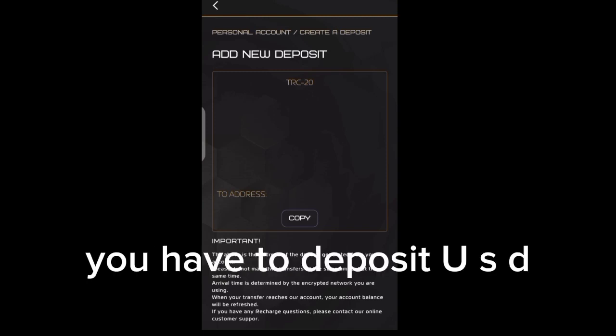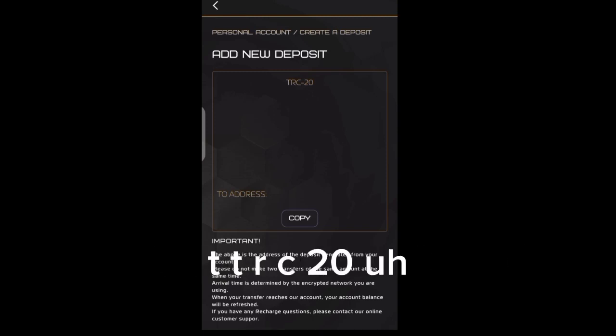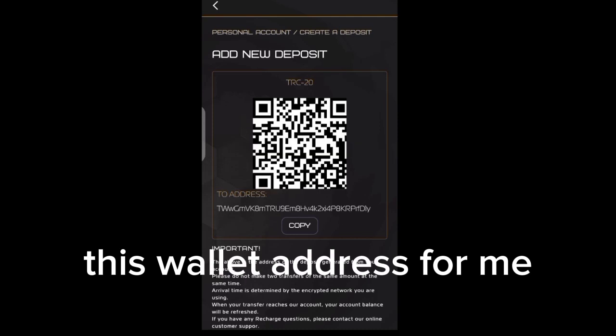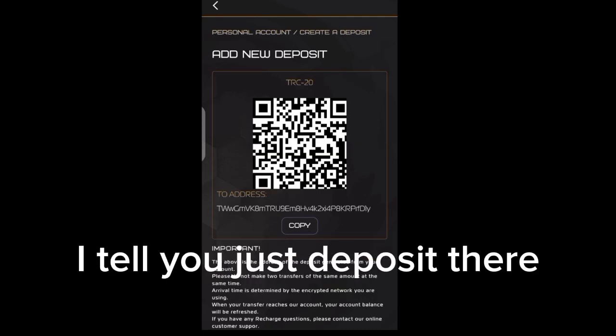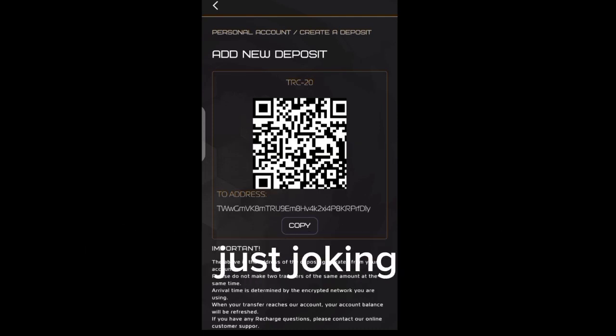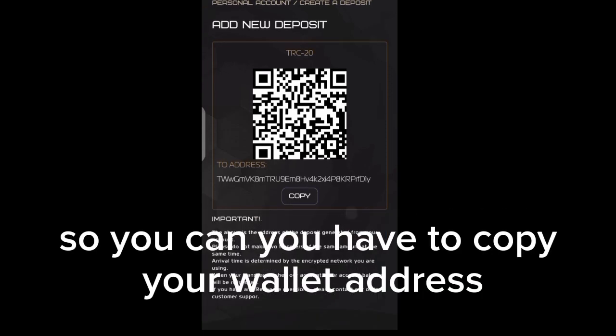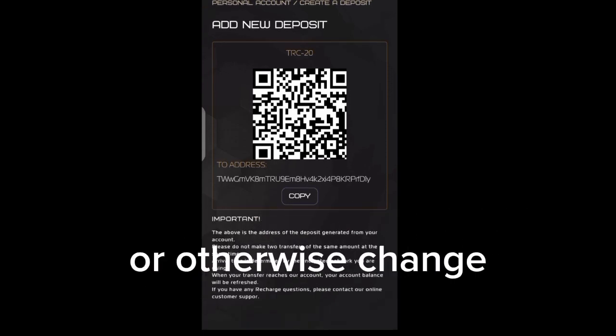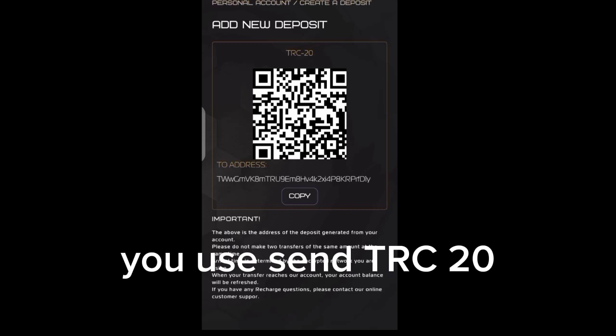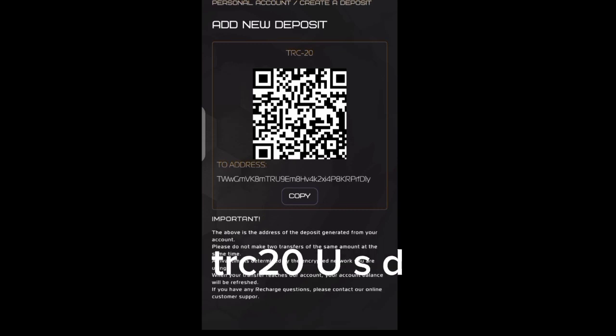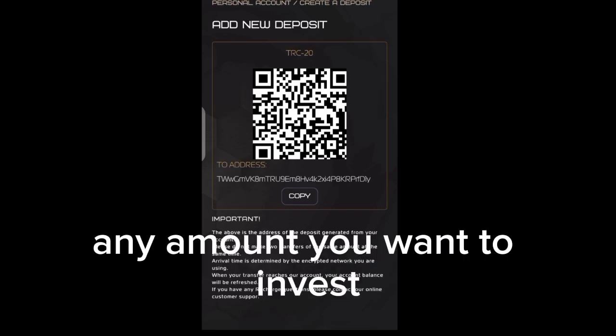Now one thing is this: to recharge your account, just go to the left hand side and click on recharge. You have to deposit USDT TRC20. This is the wallet address. For me, if you want to dash me money, you can actually just deposit there. Just joking. So you have to copy your wallet address, go to Binance or whatever exchange you use, and send TRC20 USD token there, any amount you want to invest.